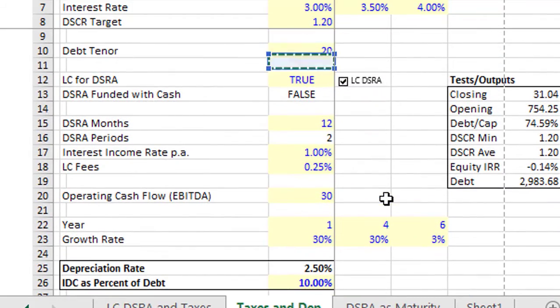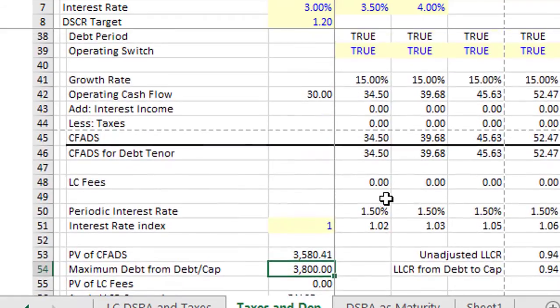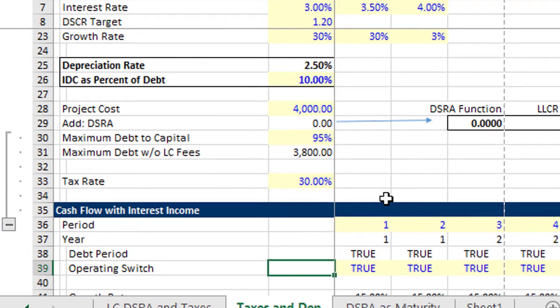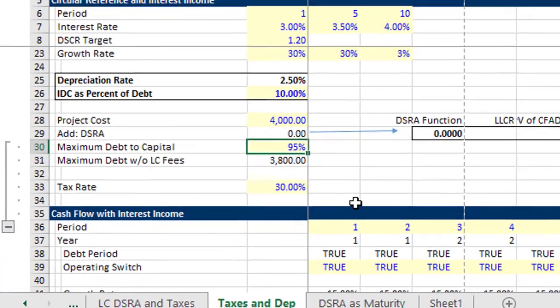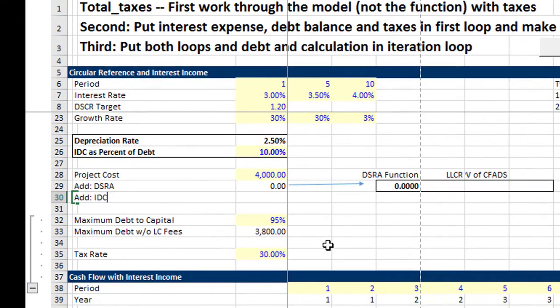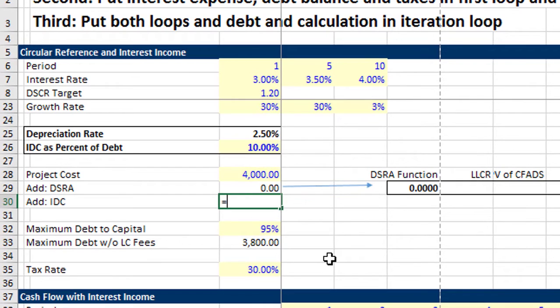I have to put the depreciation rate. I don't have to do anything else. The IDC rate and the depreciation rate. So we'll put this rate in, corresponding to the normal kind of thing. Now, I'm a little bit afraid to do this, but the project cost, we've got to add the DSRA and all of that there. I'm going to add two lines. Okay, and we're going to add the IDC and so on. And I said, let's just make that a percentage of the debt.